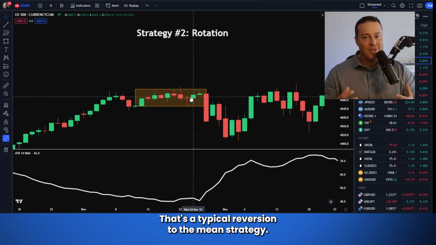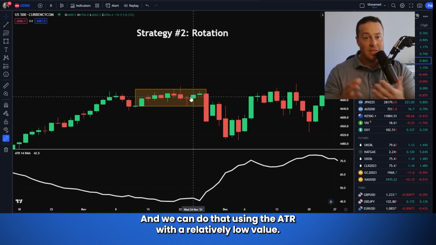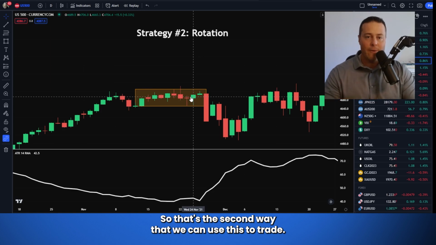That's a typical reversion to the mean strategy, and we can do that using the ATR with a relatively low value. So that's the second way that we can use this to trade.